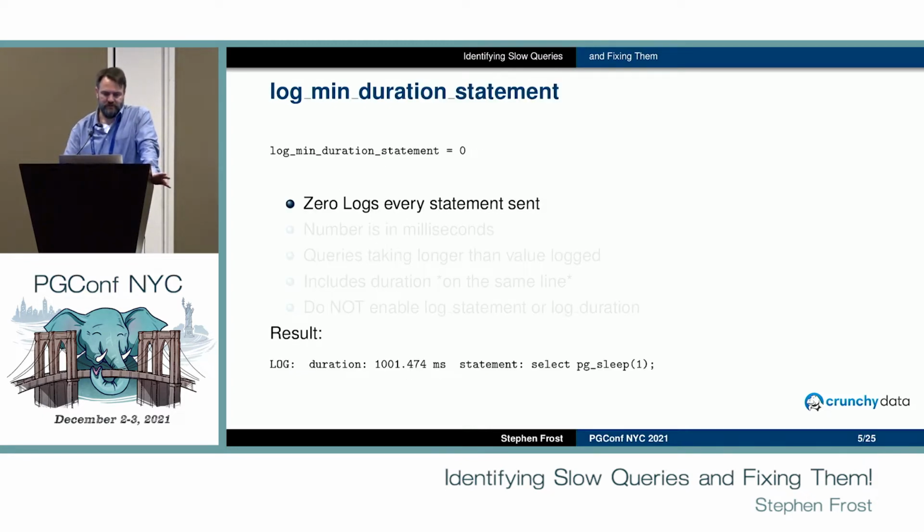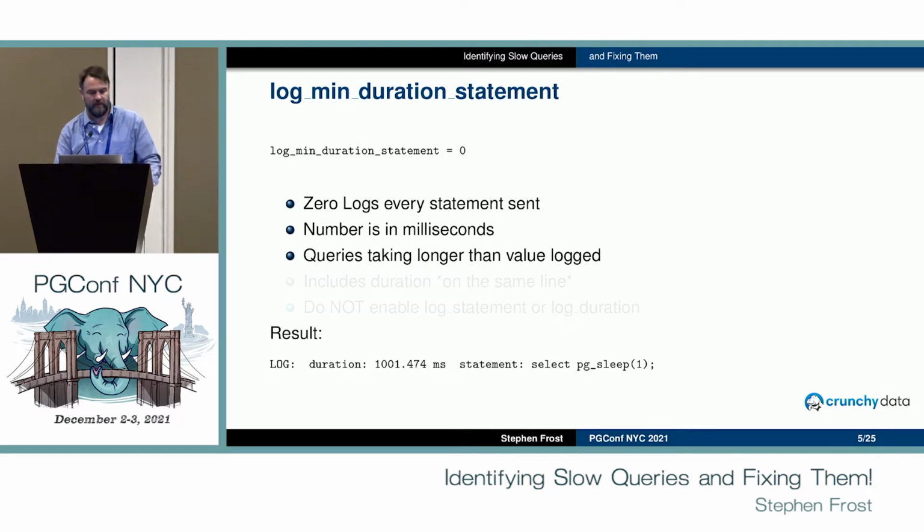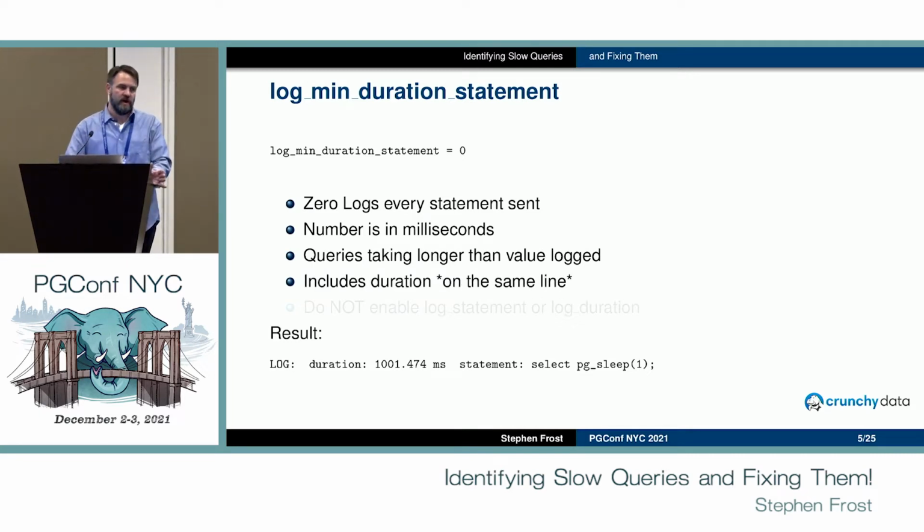So log_min_duration_statement is pretty straightforward. You set it to a number. Right here, I'm setting it to 0, which will log every single statement that's sent to the database server. The number you configure here is in milliseconds, and any query that takes longer than this amount of time will be logged. It's important to use log_min_duration_statement because it gives you the actual duration and the query on the same line, which is a lot easier for log parsing and things like that.